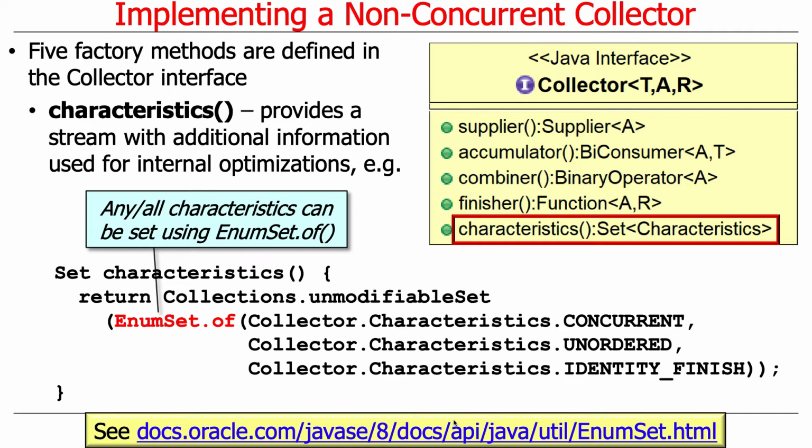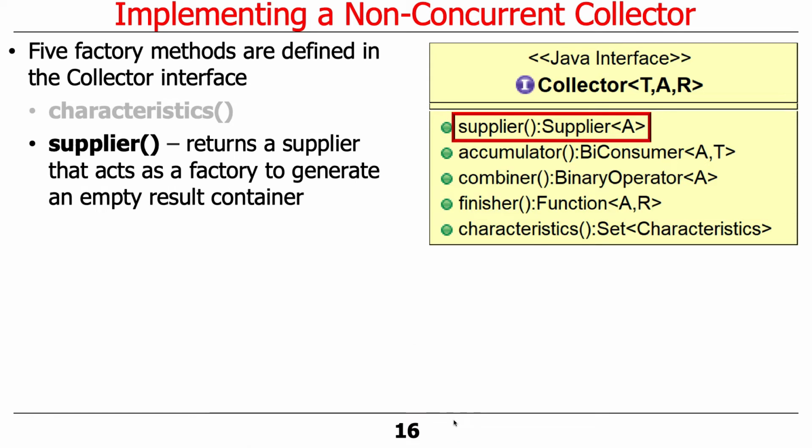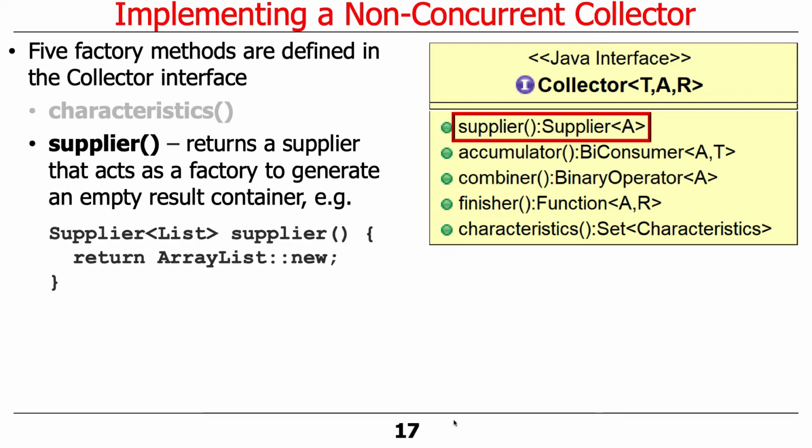So that's kind of metadata that's used by the framework to figure out how to do things. The next method we have here is the supplier. And this is a factory method that returns a supplier that will generate the appropriate type of mutable result container, that starts out initially empty. And here's a very simple example. You could have a supplier that returns the constructor reference for ArrayList. So that would basically be a constructor reference, which when called will make us a new instance of ArrayList. So that's a good example of a constructor reference.